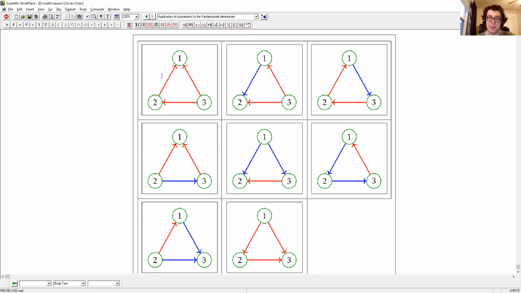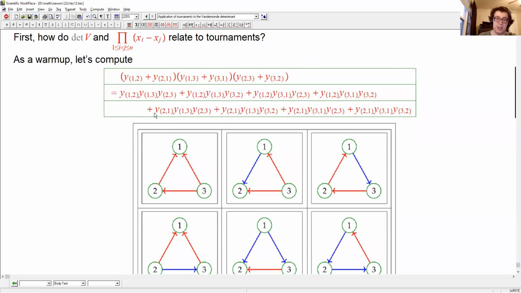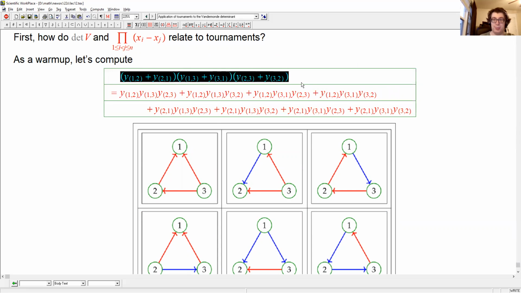possibilities, because for each of the pairs, you have 2 ways to either send an arc from the smaller to the larger, or send an arc from the larger to the smaller. So either blue or red. And 2 times 2 times 2 is 8. Needless to say, this is the same logic that you get when you expand it here, because you have to choose from y12 and y21. Then you have to choose from y13 and y31. And then you have to choose from y23 and y32.